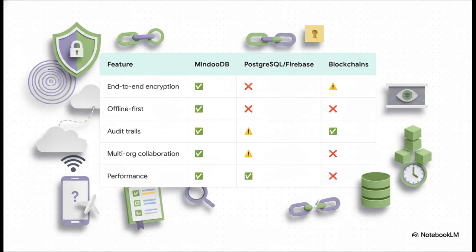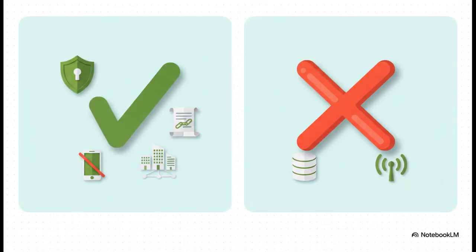So compared to something you're probably familiar with, like Postgres or Firebase, the big win is that you're getting true end-to-end encryption and offline-first support, right out of the box, no custom logic needed. And then, if you compare it to blockchains, well, you get that same kind of immutable audit trail with high performance and, critically, with private data, not everything being blasted out to the public. So here's the bottom line.